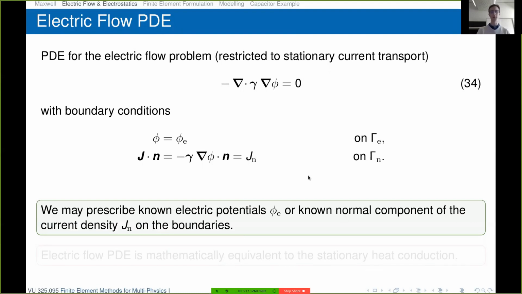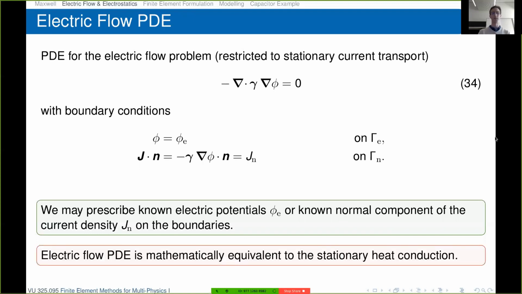And what we can also see here is that this partial differential equation for electric flow is mathematically equivalent to stationary heat conduction. So in fact, we don't have to derive the finite element formulation. Once again, we have already done it for heat conduction, so the procedure is exactly equivalent.